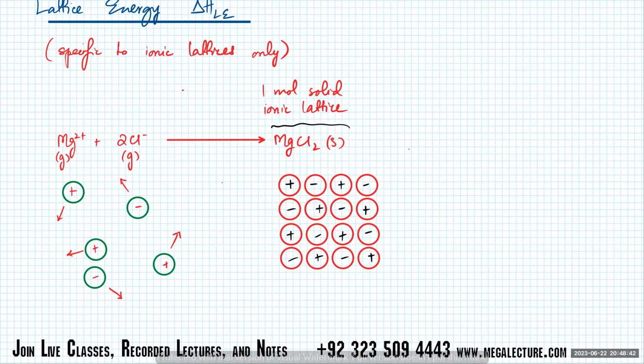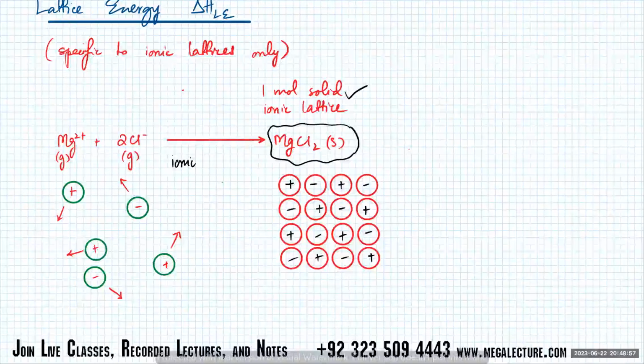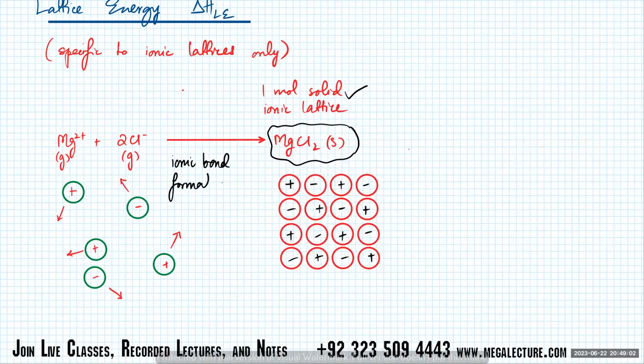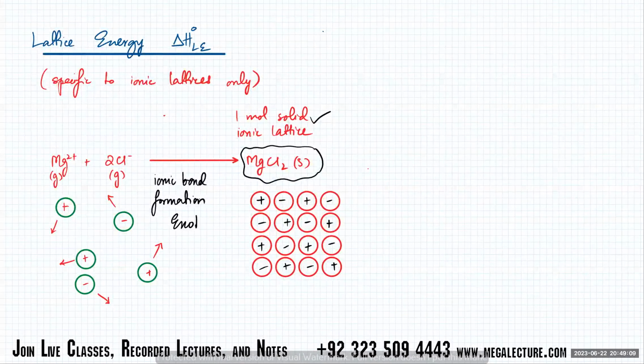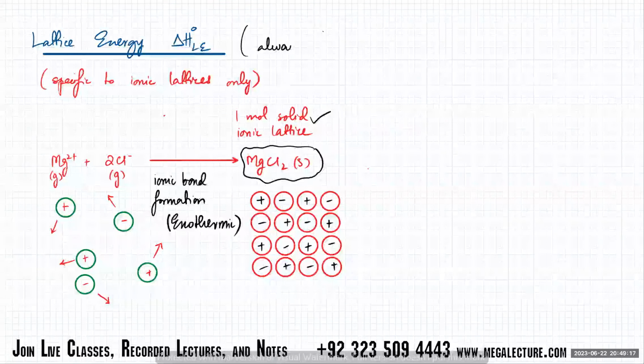So you're forming 1 mole of ionic lattice from its constituent gaseous ions. All that has happened is a crystal has been formed and bond formation has happened, specifically ionic bond formation. Hence, your lattice energy is exothermic. So this thing over here is going to be exothermic. Lattice energy is always negative.